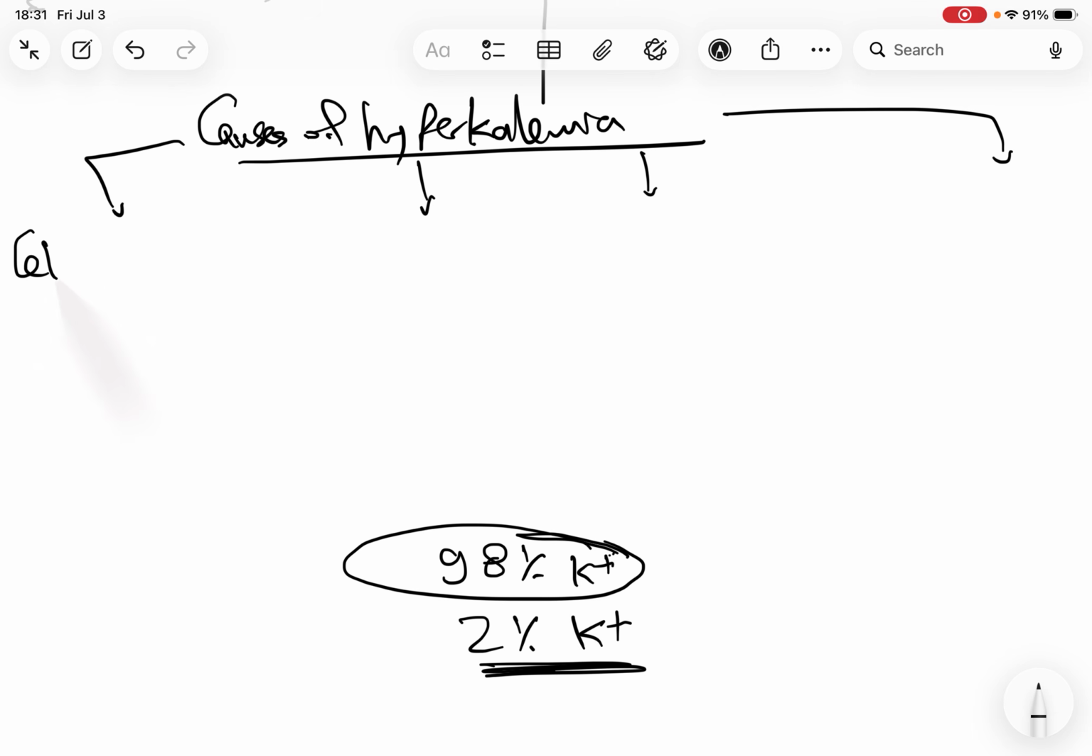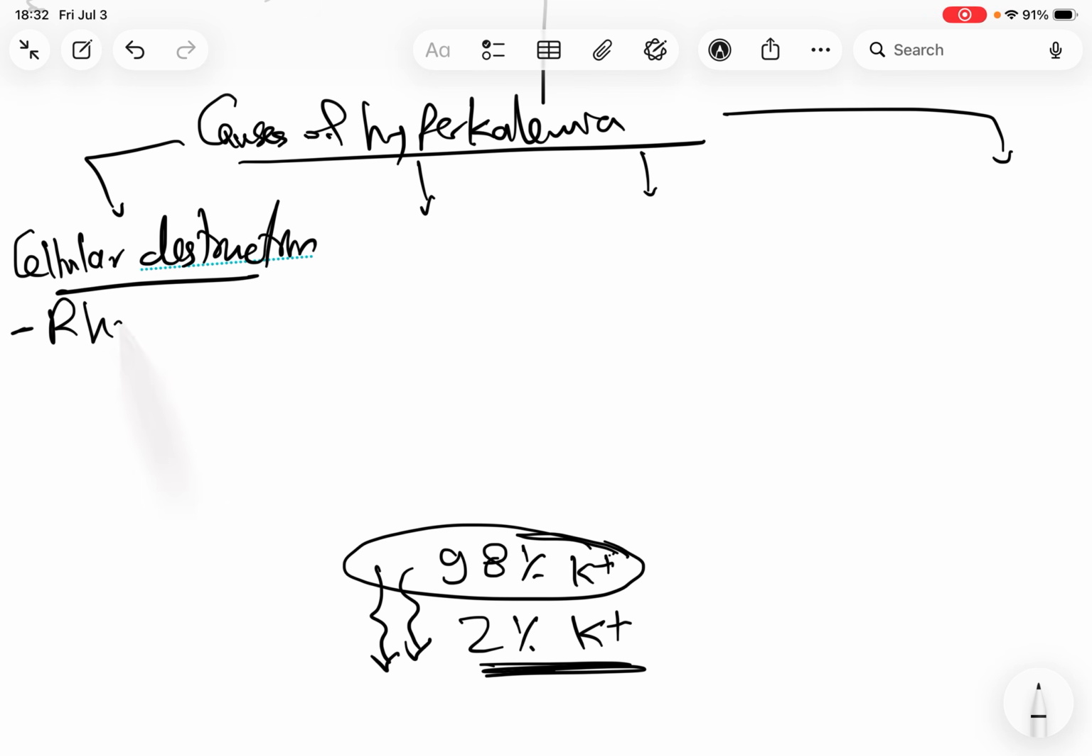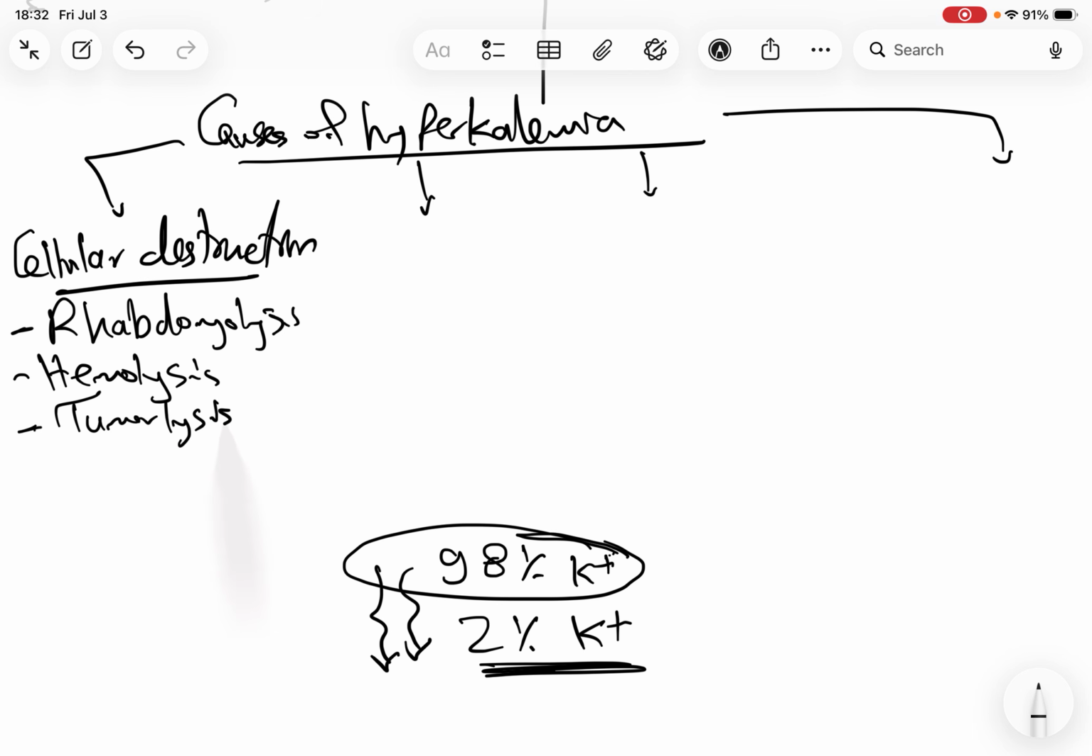So if you have cellular destruction, this can cause hyperkalemia because the potassium will go outside the cell. So this can happen in rhabdomyolysis, it can happen in hemolysis, it can also happen in tumor lysis syndrome or any other cause that can cause cellular destruction.